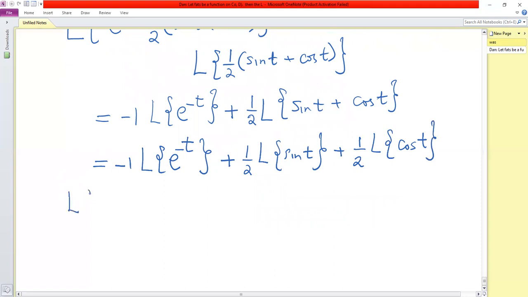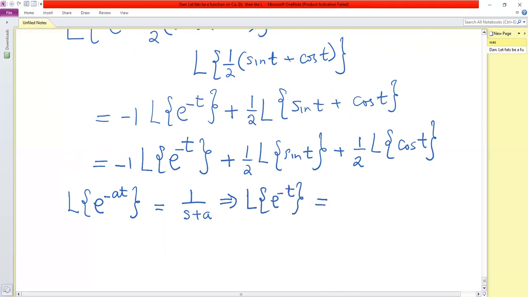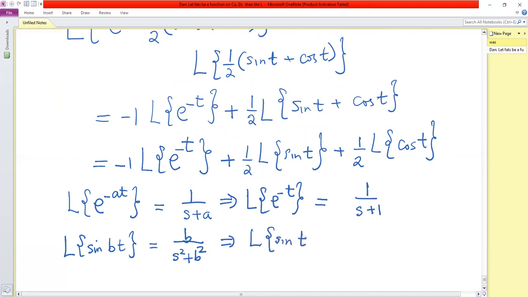And we know that the Laplace transform of e raised to power minus at, from Laplace transform tables, is given by 1 over s plus a. So the Laplace transform of e raised to power minus t, in this case a is 1, will be 1 over s plus 1. Then the Laplace transform of sine of bt is given by b over s squared plus b squared, which means the Laplace transform of sine of t, where b is 1, will be 1 over s squared plus 1 squared, which is just 1 over s squared plus 1.